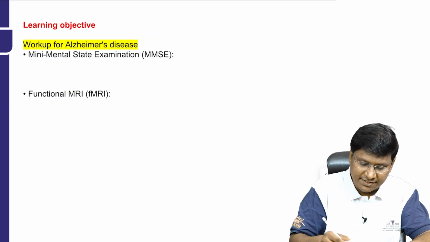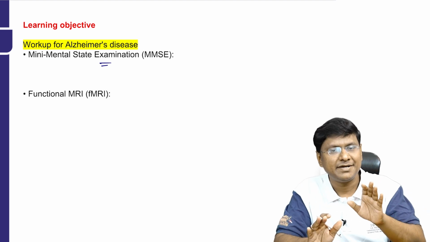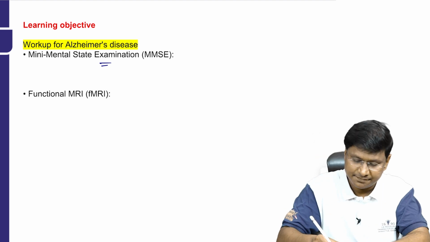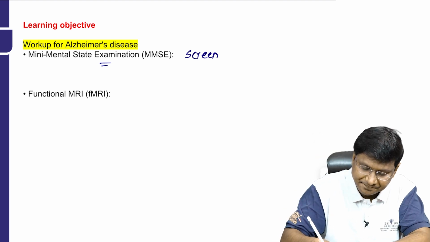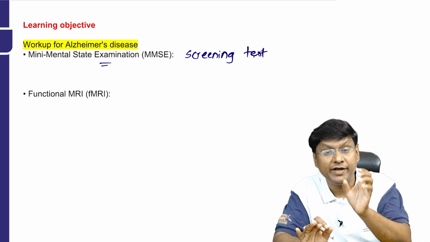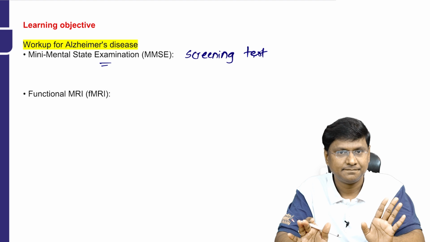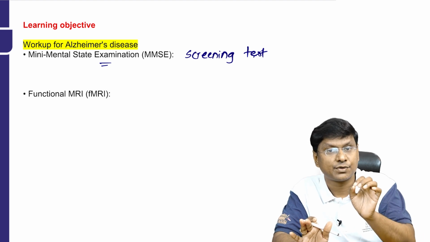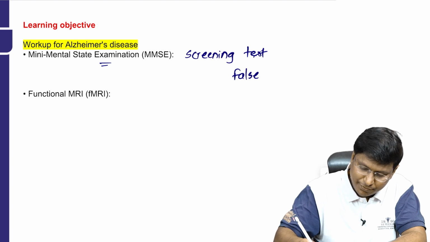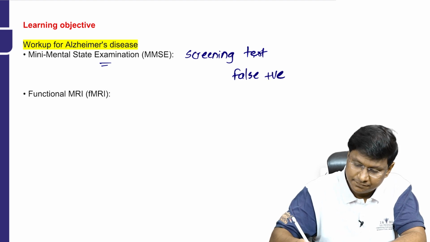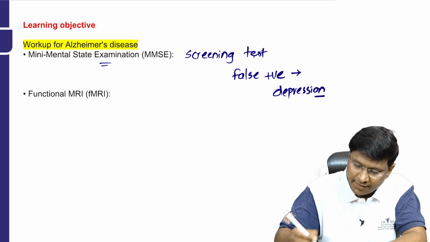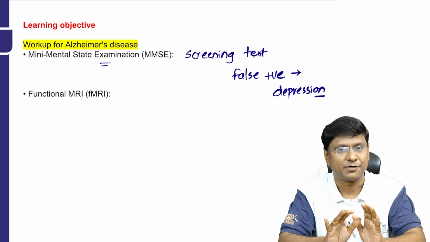In case of Alzheimer's, if you take the MMSE, that is the mini mental state examination, it is a screening test where false positives may occur. Where may false positives be observed? You may observe false positives in the state of depression.